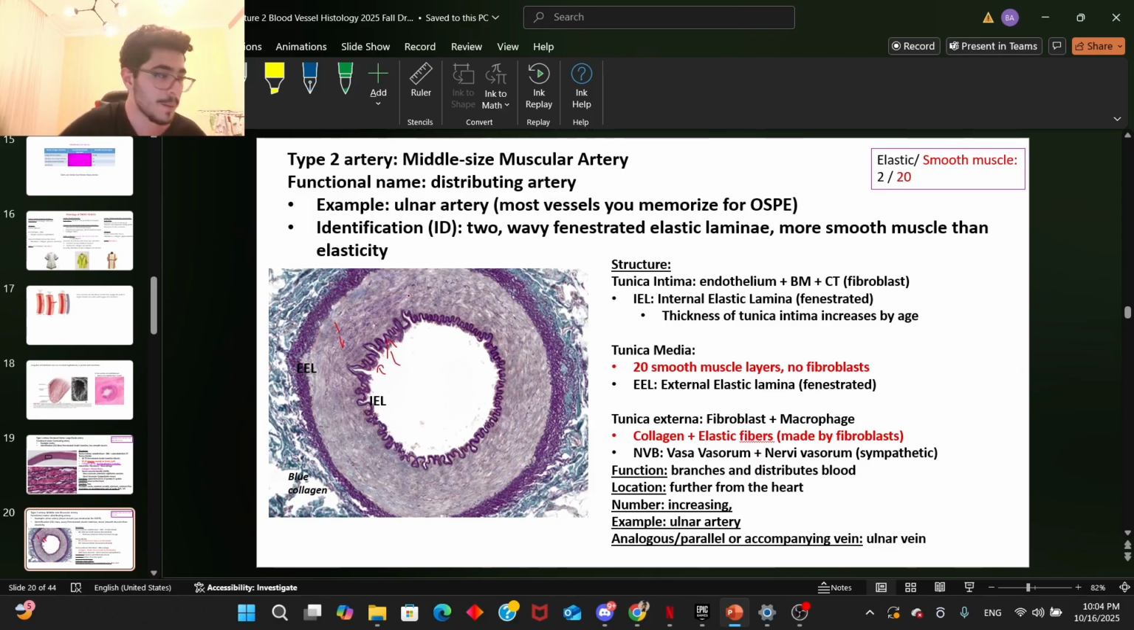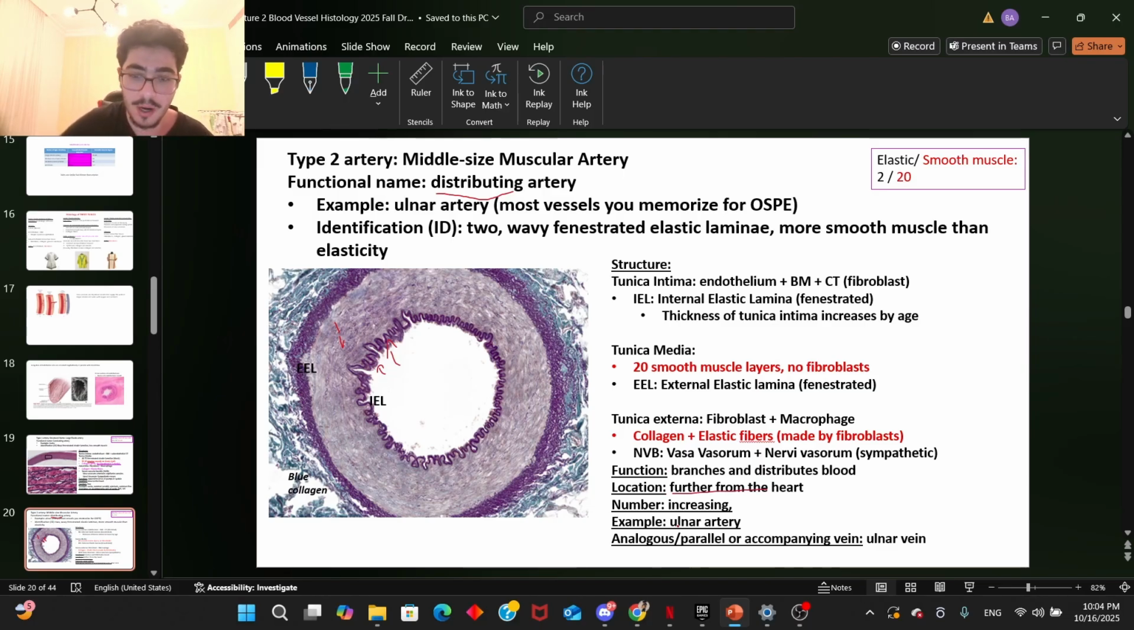Tunica intima will be the same in all of them, so what will it contain? Endothelium and basement membrane and loose connective tissue, okay? The externa is also the same. It will contain a neurovascular bundle as well. What is its function? Again, you can see its function by its name, distributing. So it's going to branch and distribute blood.